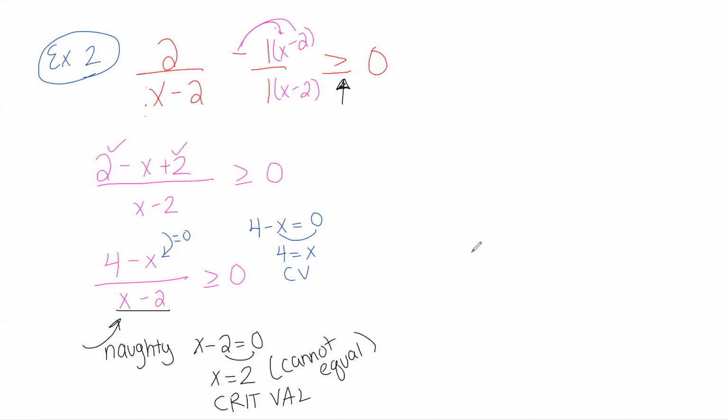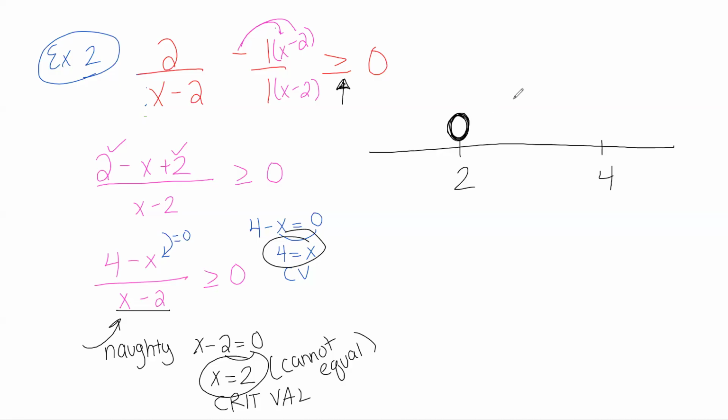Okay, we are now going to set up a number line. And you're going to put your critical values on there from least to greatest. So we had a critical value of 2 and 4. So 2, then 4, and at 2, I want you to go ahead and put an open dot because it can't actually equal. But 4, since that was the top critical value, it can actually equal. So go ahead, put a solid dot there. And again, why are we doing that? Because this did have the equal, so the 4 is okay, but since the 2 is naughty on the bottom, it's not.